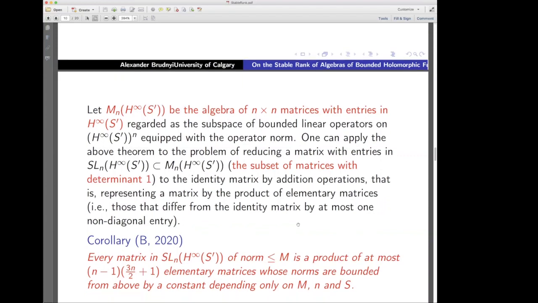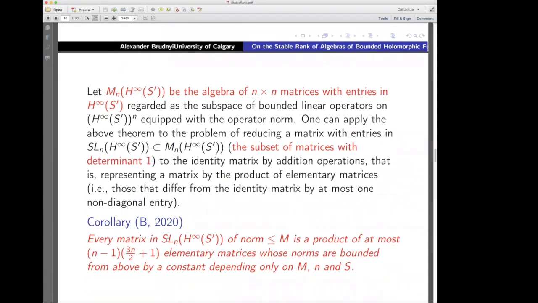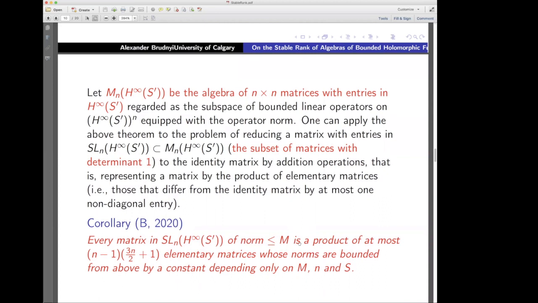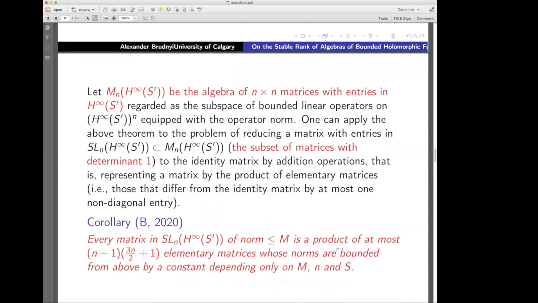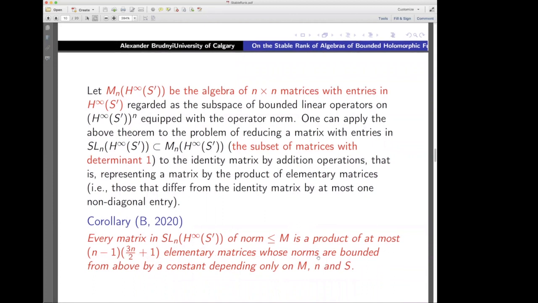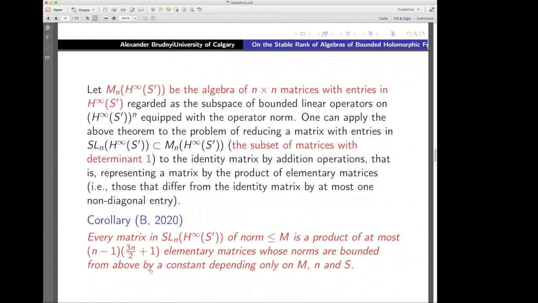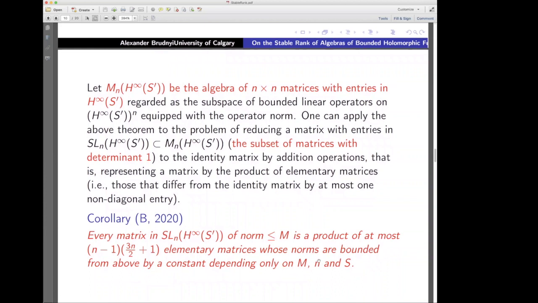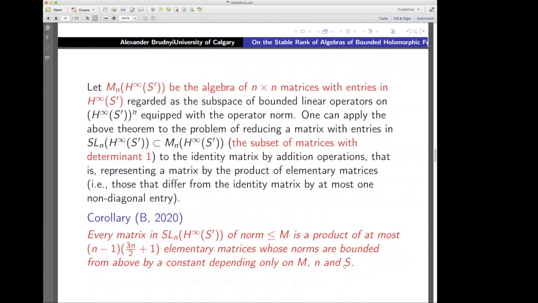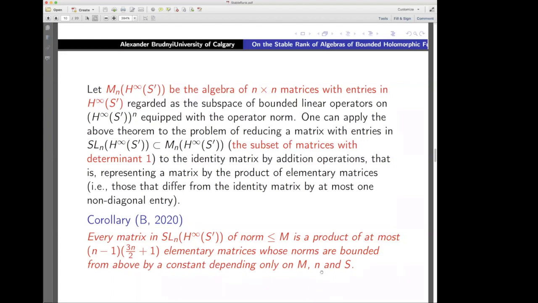So a corollary from this theorem will be the following. Every matrix from SL_n(H^∞(S')) of norm less than or equal to M can be presented as a product of at most (n−1)(3n/2+1) elementary matrices whose norms are bounded from above by a constant dependent only on n, the size of the matrix, and on the underlying Riemann surfaces. That's it. So the main novelty of this result is that we actually have a bound of norms here.